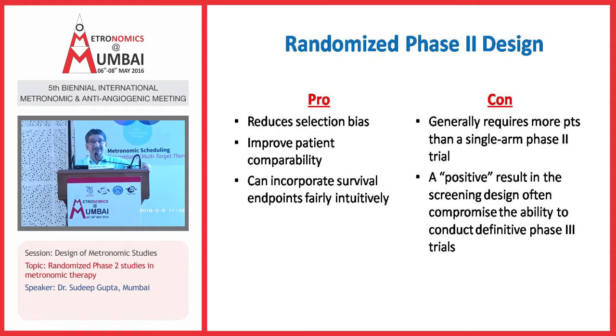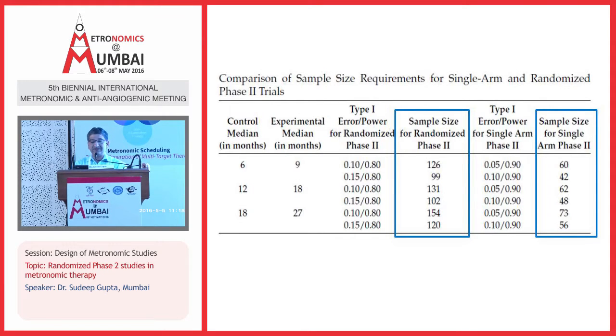So, there are several advantages of the randomized phase 2 design compared to single arm design. It reduces the selection bias, there is no use of historical control, it improves patient comparability and can incorporate survival endpoints in a fairly intuitive manner. The con is that it is statistically less efficient and requires a greater number of patients. So, you see here that for the same assumptions, when you do a randomized phase 2 study, you generally need about double the number of patients compared to a single arm study, and that is the disadvantage.